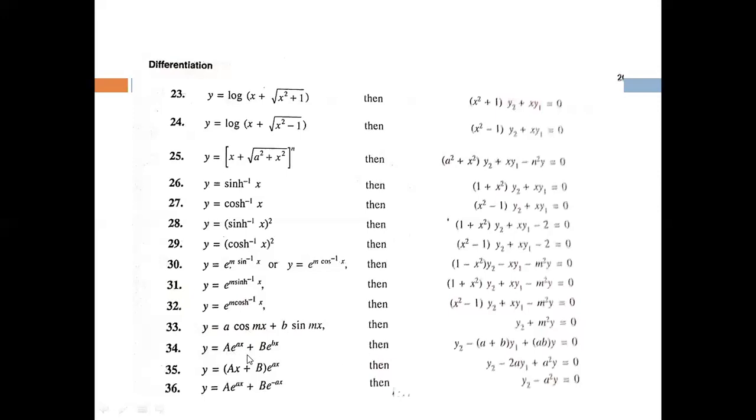If y is equal to a e to the power ax plus b e to the power bx, then y2 minus of a plus b into y1 plus ab into y is equal to 0. 35th, if y is equal to ax plus b into e power ax, then y2 minus 2a y1 plus a square y is equal to 0. If y is equal to a e to the power ax plus b e to the power minus ax, then y2 minus a square y is equal to 0.